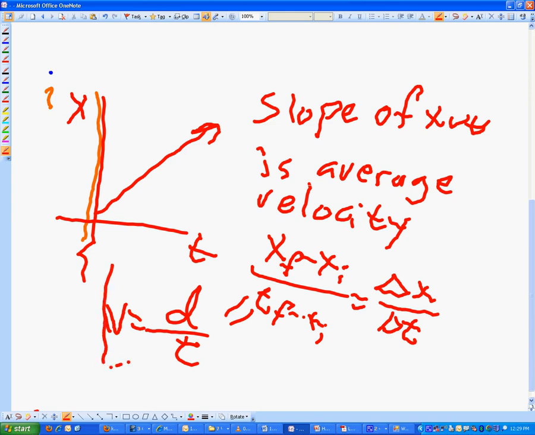This is your first official equation in physics. That's called the average or constant velocity equation. So that equation is going to be used when the velocity is constant. Only when the velocity is constant, this equation can be used. So let me ask a question. If an object is accelerating, can I use that equation?